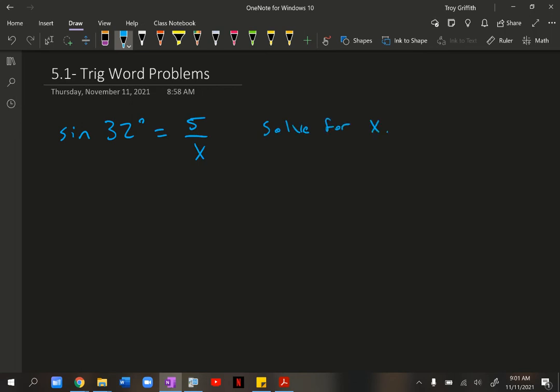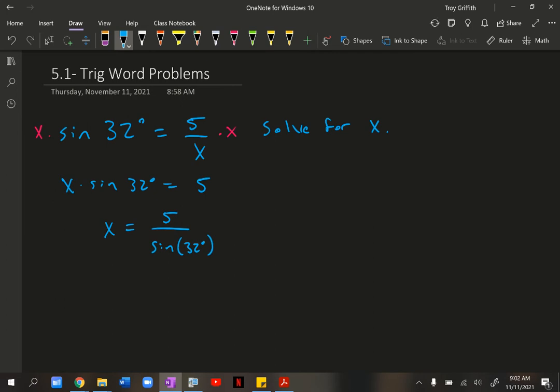All right, well, this is basic algebra to start out. If I want to solve for x, the first thing that I have to do is get x by itself. So in order to do that, I would need to multiply x on both sides of the equation. So I'd have x times the sine of 32 degrees. And then algebraically, to get x by itself, I have to divide by the sine of 32 degrees. That's how I'm going to get that to cancel out on both sides. So I've solved for x.